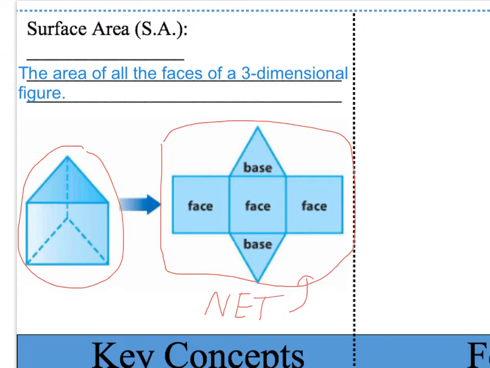Notice when I unwrap this, I have two triangles. And that would be called the base of your triangular prism. And I've got three faces in between it, and then when I wrap that up, I can get a triangular prism.